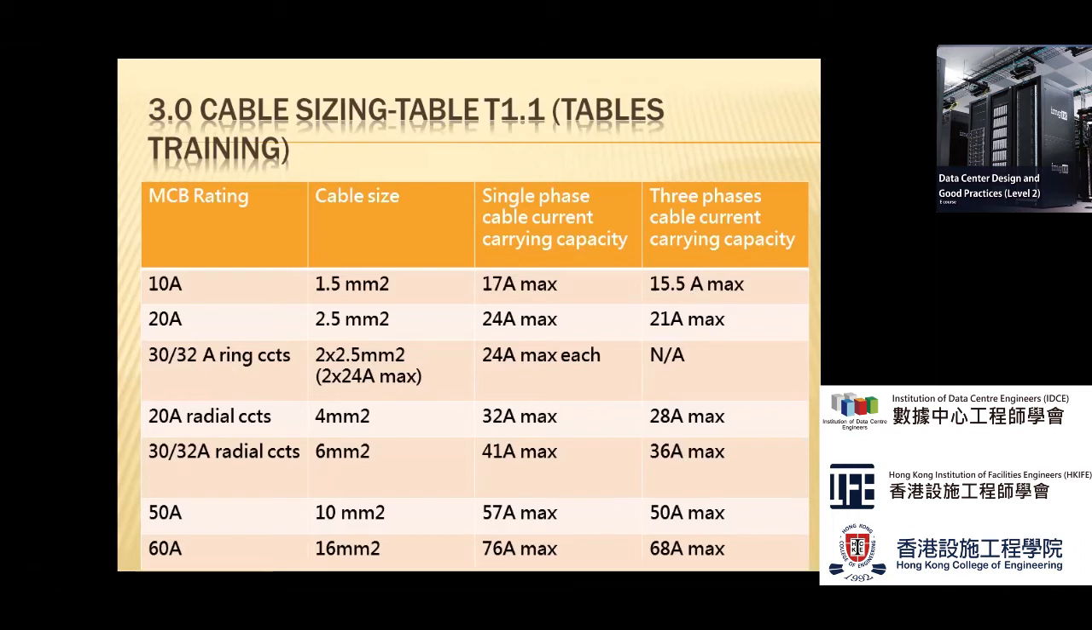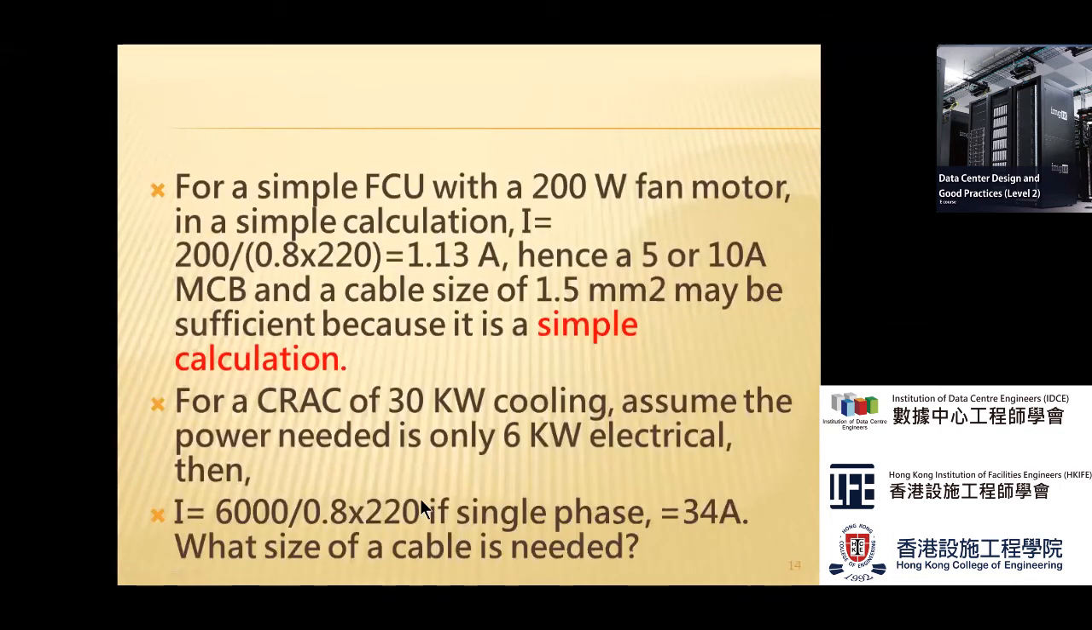Now, let us look at another example here. If we have a simple fan coil unit, an air conditioning unit, with a 200-watt fan motor. In our previous simple calculation, I equals the power divided by the voltage, 220 if we use 220, and then a power factor of 0.8. So the fan is only using 1.13 amp. Very small. It's not for heating, just a fan.